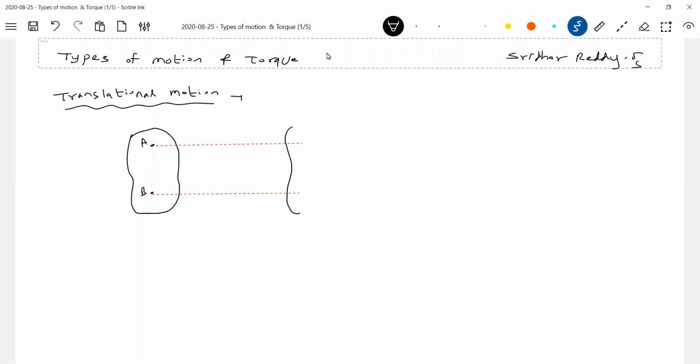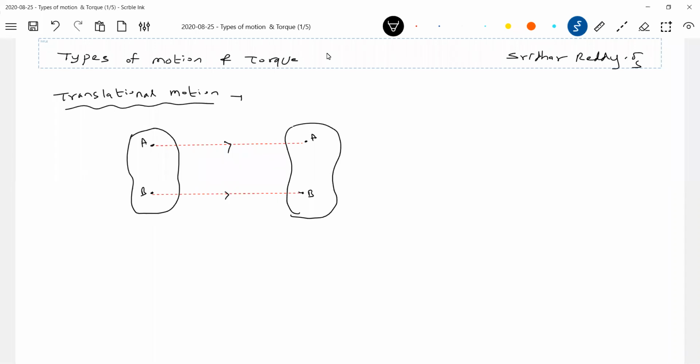And after some time, we see the same object getting displaced here. Look at the displacement of point A and B. The displacement of point A and B is equal here, no? This particular motion, it can be a rod, a plate, a pen, eraser, notebook, bag, any object. So let it undergo displacement like this.